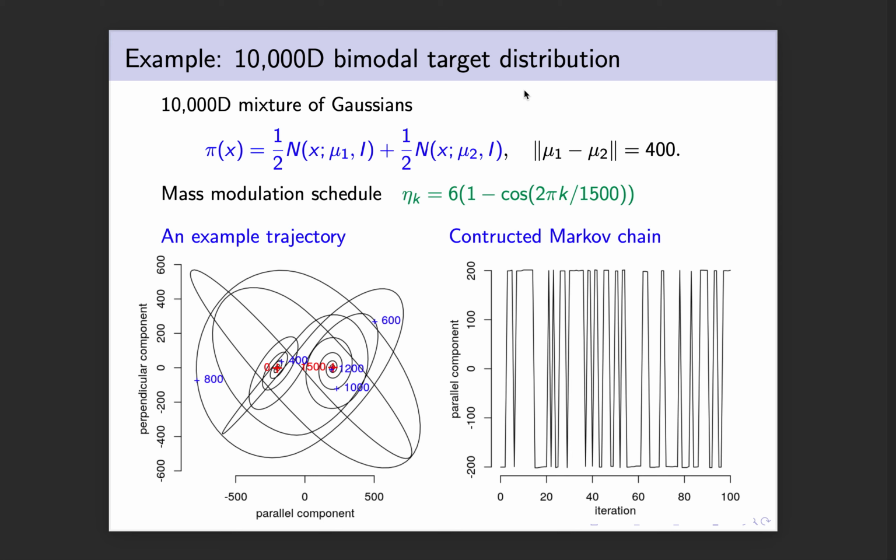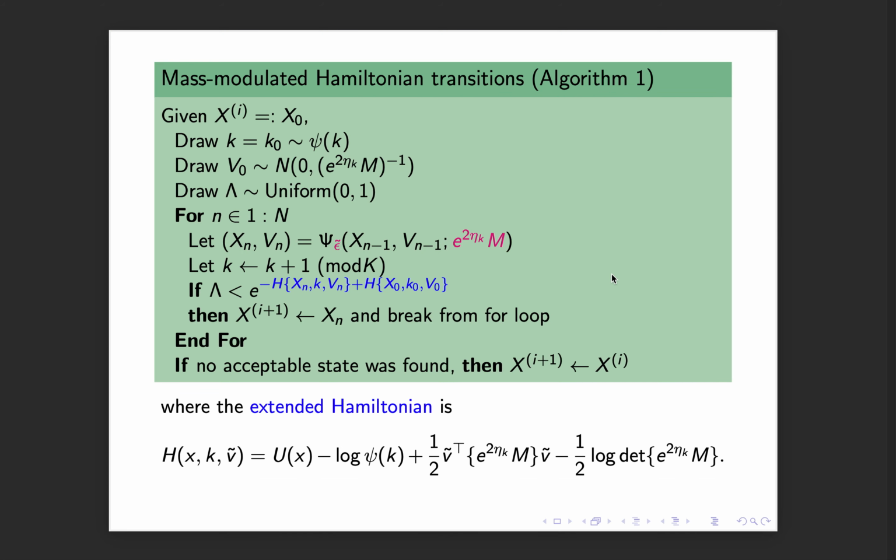Here is an example. The target distribution is a mixture of two Gaussian distributions of dimension 10,000. The left panel shows an example trajectory, which slowly spirals out of the initial mode and then spirals back into the other mode. The right panel shows a trace plot of a Markov chain. You can see that there occurs frequent hopping between the two modes. The pseudocode is similar to that of the toy algorithm that was introduced earlier. The main difference is that for each leapfrog jump, a different mass is used.